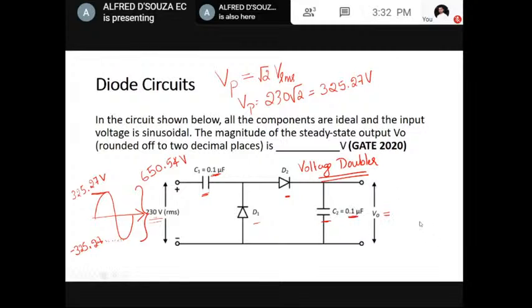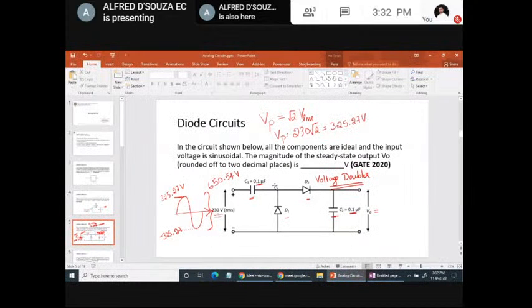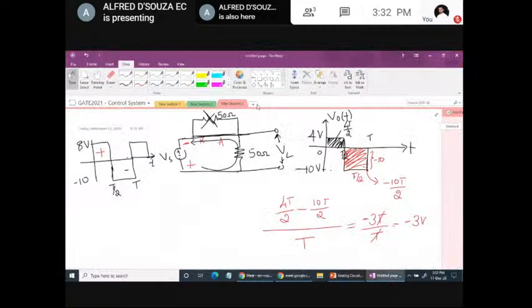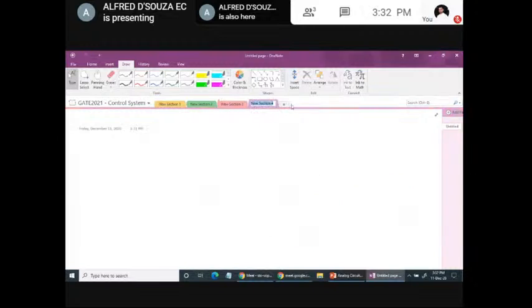So let us see how to find it out. First, I'll tell you how to analyze it. You don't have to really remember. Just look at the circuit here. If you find two capacitors and two diodes connected in this fashion, it's a voltage doubler. You don't have to analyze it, but for you to understand, I'll show you the analysis as well.